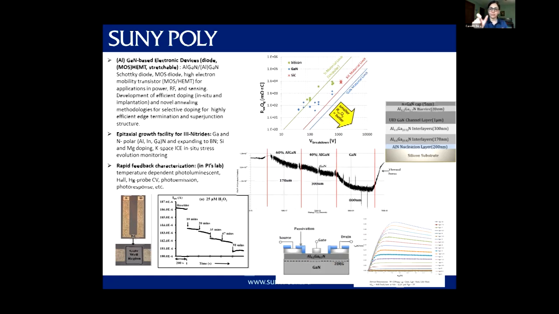I had a little schematic here, but that piezoelectric polarization allows the creation of a triangular quantum well at the interface between these two. That creates a very high density of electrons right at the interface between aluminum gallium nitride and gallium nitride, the barrier and the channel. Suddenly, without even doing any doping, you have a very high concentration of mobile carriers. And that's really the beauty of the high electron mobility transistor in III-nitrides.